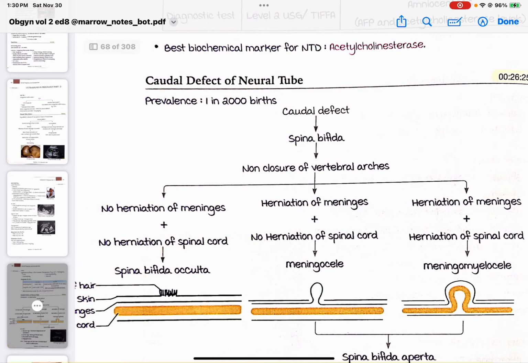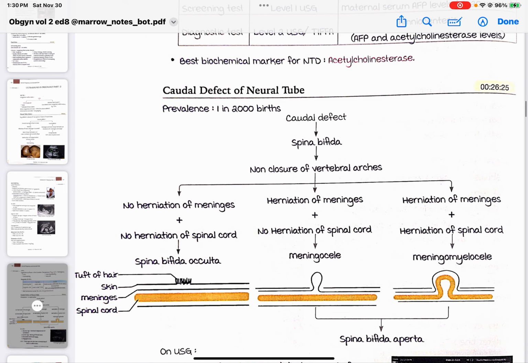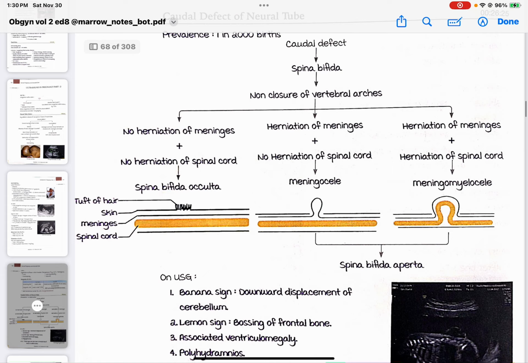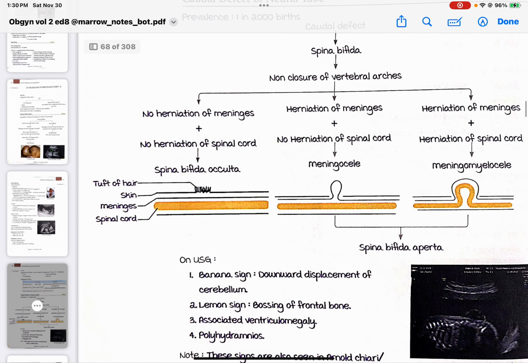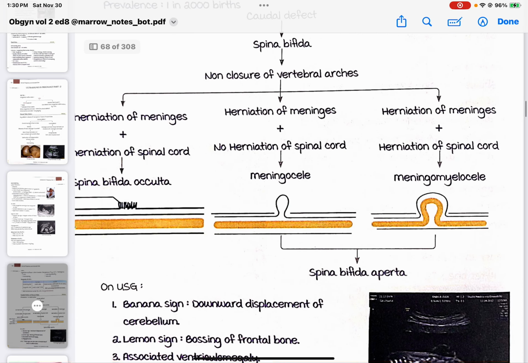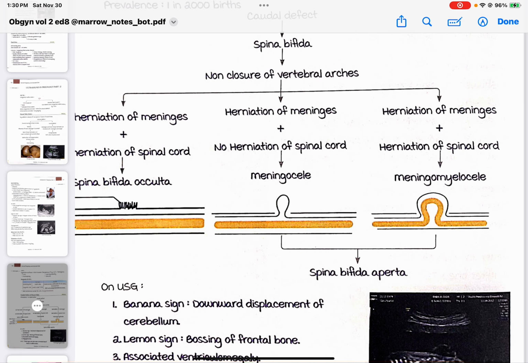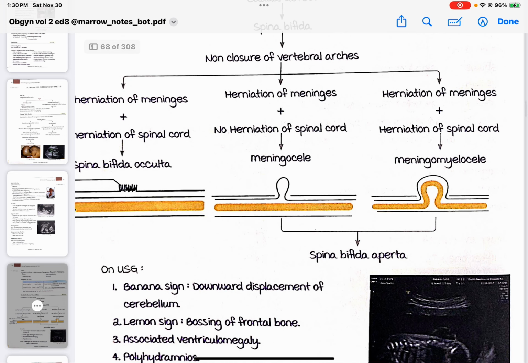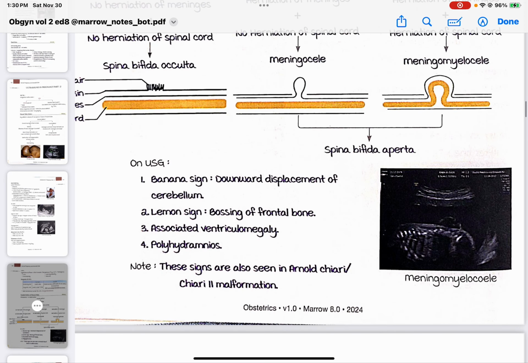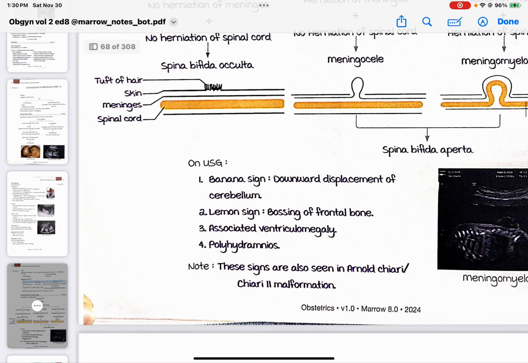Caudal defect of neural tube. Prevalence 1 in 2000 births. Caudal defect, spina bifida, non-closure of vertebral arches. Spina bifida occulta: no herniation of meninges, no herniation of spinal cord, with tuft of hair on skin. Meningocele: herniation of meninges, no herniation of spinal cord. Meningomyelocele: herniation of meninges and herniation of spinal cord. Spina bifida aperta, spina bifida occulta.